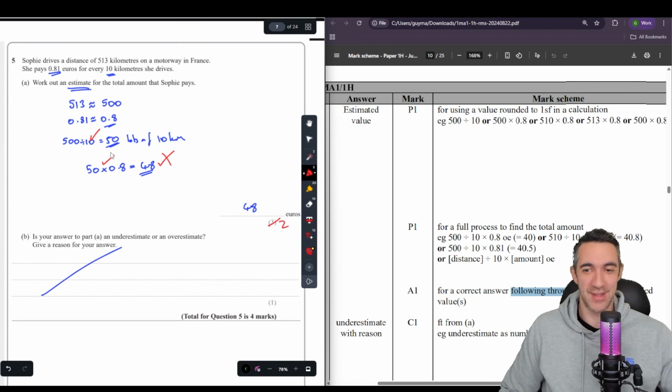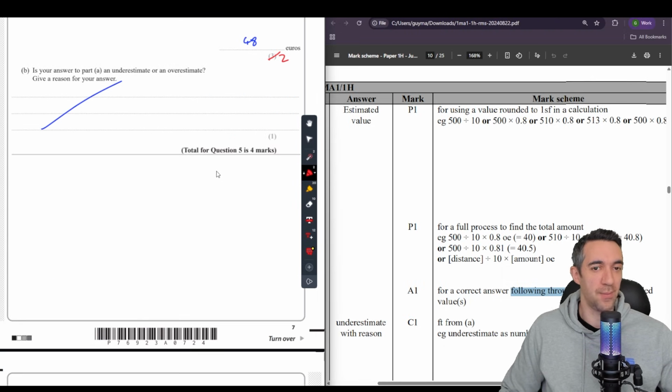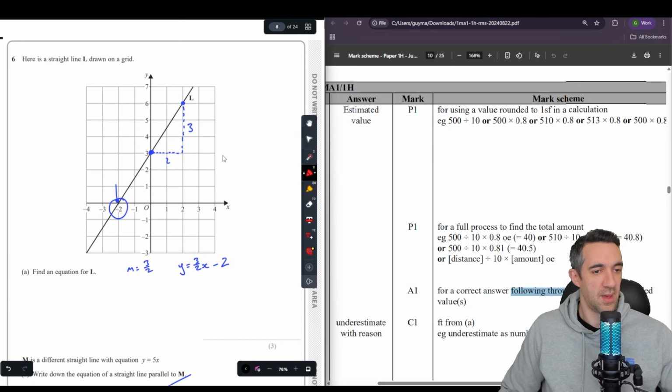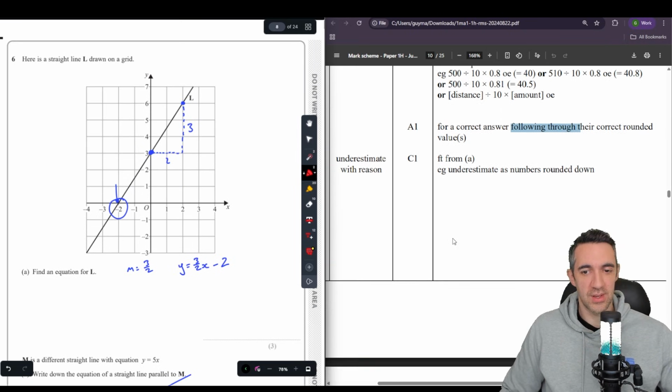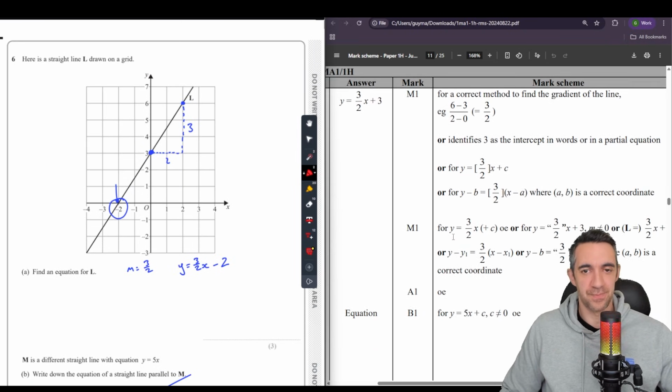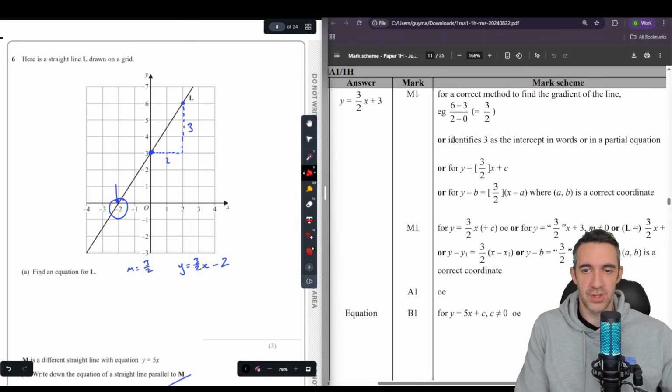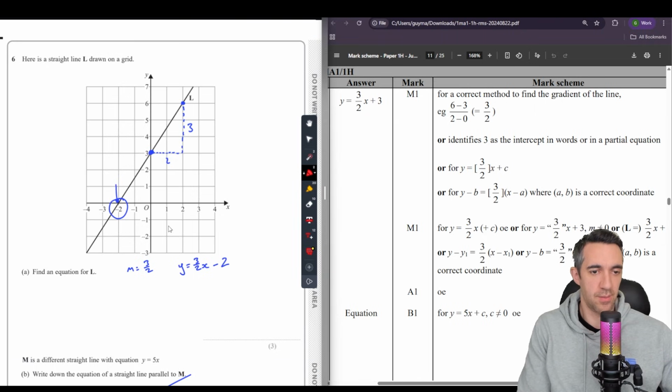Right, okay, almost there. It's going well. Couldn't do part B, it was a 1 mark. Ooh, right. We wanted 2 of these straight line equation marks. Let's see. So, correct method to find the gradient of the line. Yes, we got that, and we got 3 over 2. Okay, so we can give ourselves the mark for the process and the answer there.